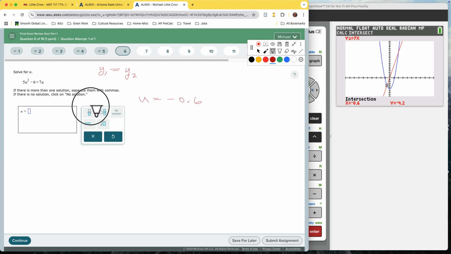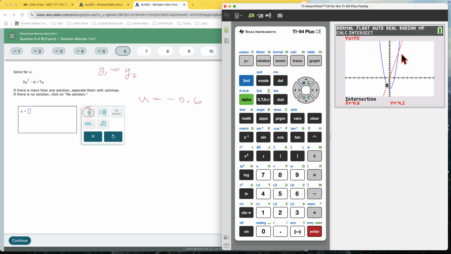Now, notice they've got this fraction. They're going to want a fraction for this. Again, we'll find it, but we'll find the other one first. So let's go to the next one.